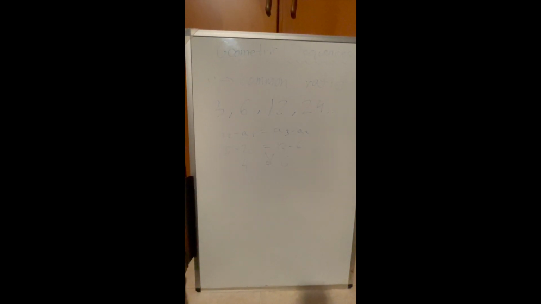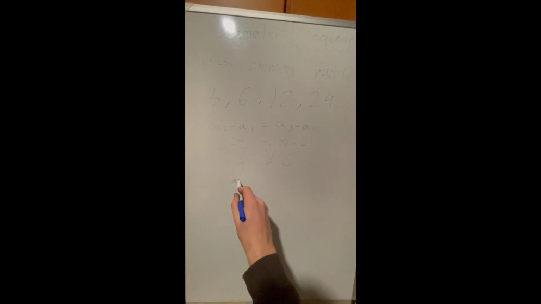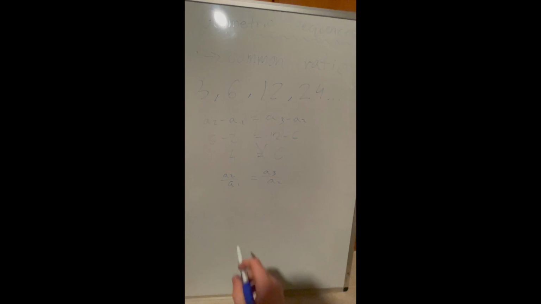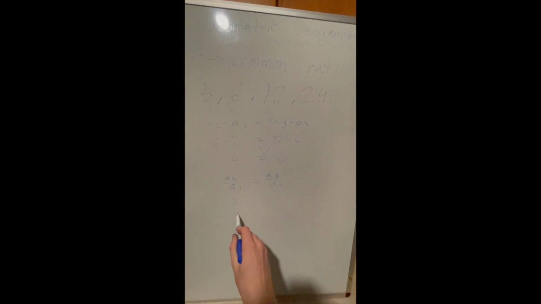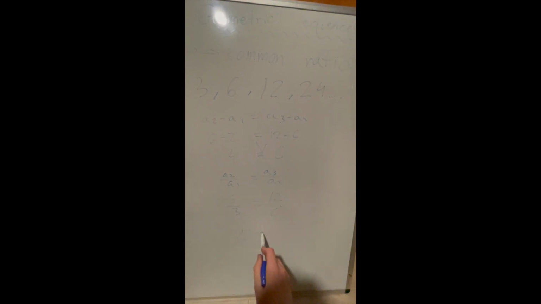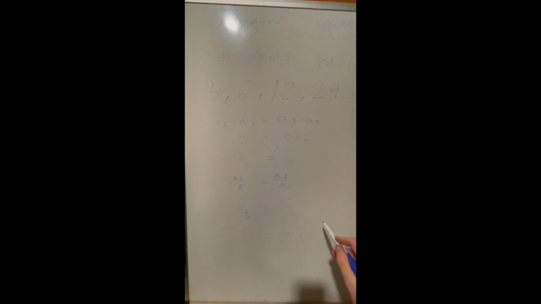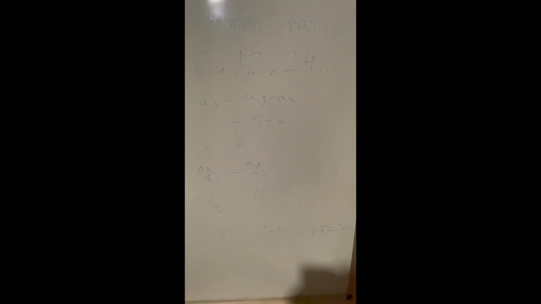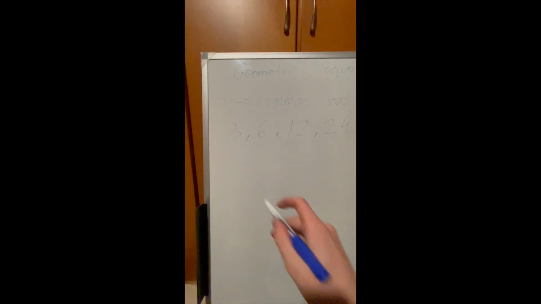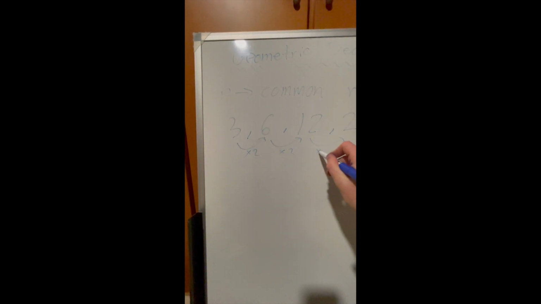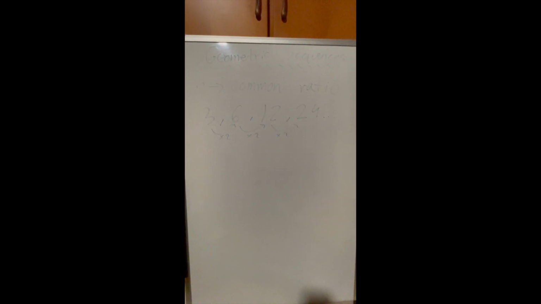Now, let's test to see if this is a geometric sequence. To do this, we do A2 over A1 should be equal to A3 over A2. A2 over A1, 6 over 3, should be equal to 12 over 6. 6 over 3 is 2, and 12 over 6 is also 2. So yes, this is a geometric sequence. Not only that, but we know that our common ratio, our R, is equal to 2. We can also see this in our sequence as 3 times 2 is equal to 6, 6 times 2 is equal to 12, 12 times 2 is equal to 24, and so on.